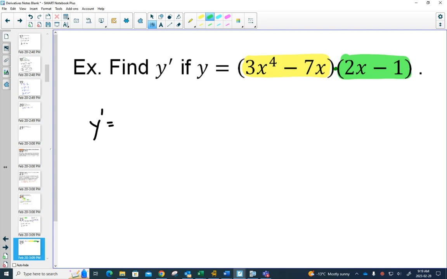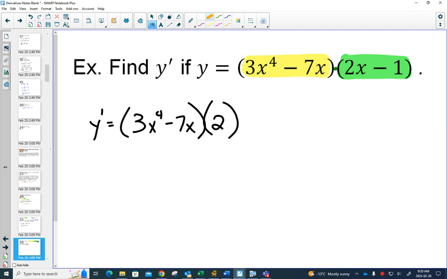So for my product rule, I keep the first one the same. Multiply by the derivative of the second one. Well, the derivative of 2x is 2. The derivative of minus 1 would be 0. So that derivative would just be 2. Plus, keep the second one the same. Multiply by the derivative of the first one. So I bring the 4 on in front, subtract 1 from the exponent. The derivative of 7x would just be 7. And we have our answer in one step.